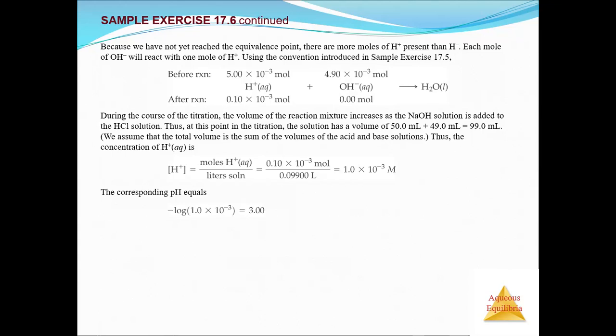I'm wrong about that last statement because you're right in the fact that you have 0.0001 moles of H plus. But you have to understand that that number of moles is not in 100 milliliters. It is in 0.099 liters. So when I do that math out, that ends up being 1 times 10 to the negative third molar. Take the pH of that, I get 3.